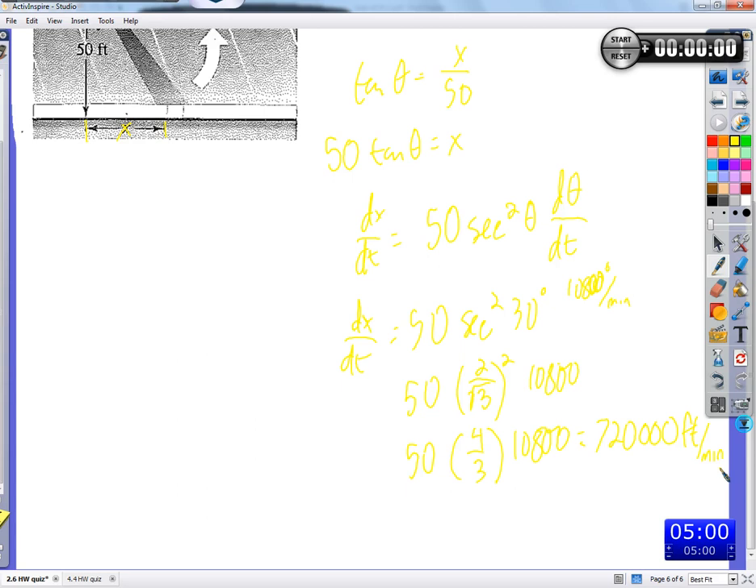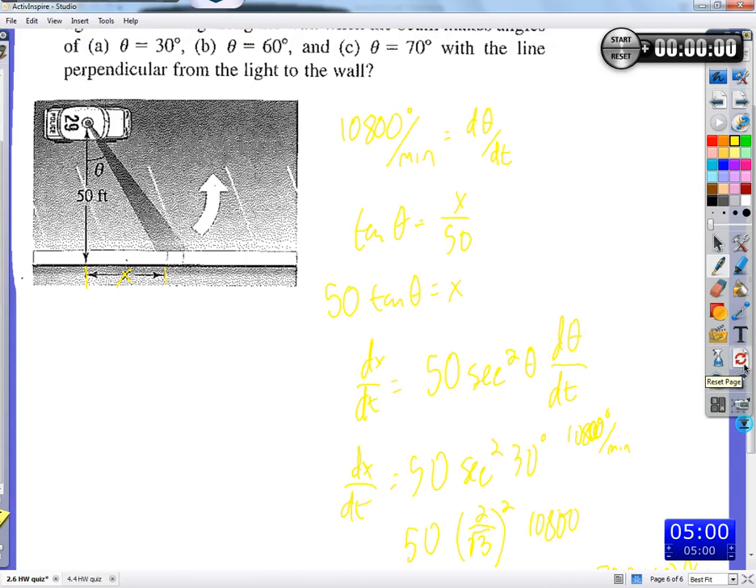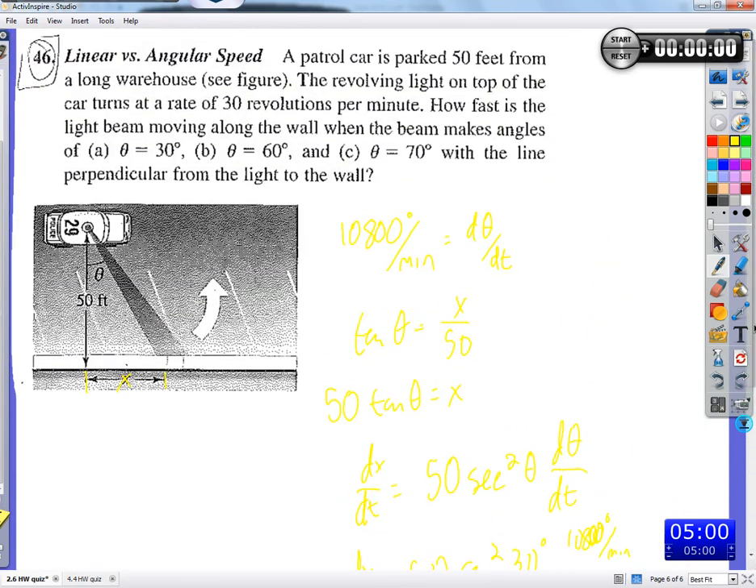What we should have been doing is using radians. Radians is a true measure, the actual proportion of the part of the circumference to the radius. It's an actual ratio between two things. Degrees is kind of arbitrary, we're just saying let's take a full revolution and divide it into 360. So not 10,800 degrees per minute, but radians per minute.